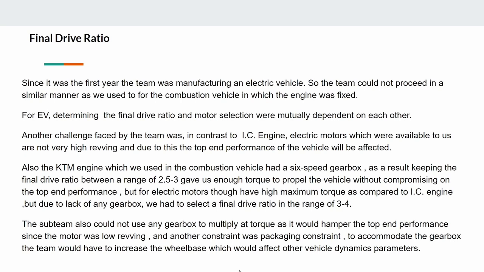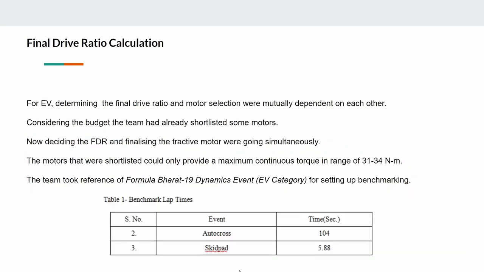Moreover, incorporating a gearbox for torque multiplication was not feasible. It would not only affect the top end performance due to the low revving nature of the motor, but also pose packing constraints. Increasing the wheelbase to accommodate a gearbox would negatively impact the vehicle's dynamics. So, we can say for an EV, the final drive ratio was calculated on the basis of autocross and skid pad events. The time, as mentioned, for autocross was 104 seconds, and for skid pad it was 5.88 seconds.